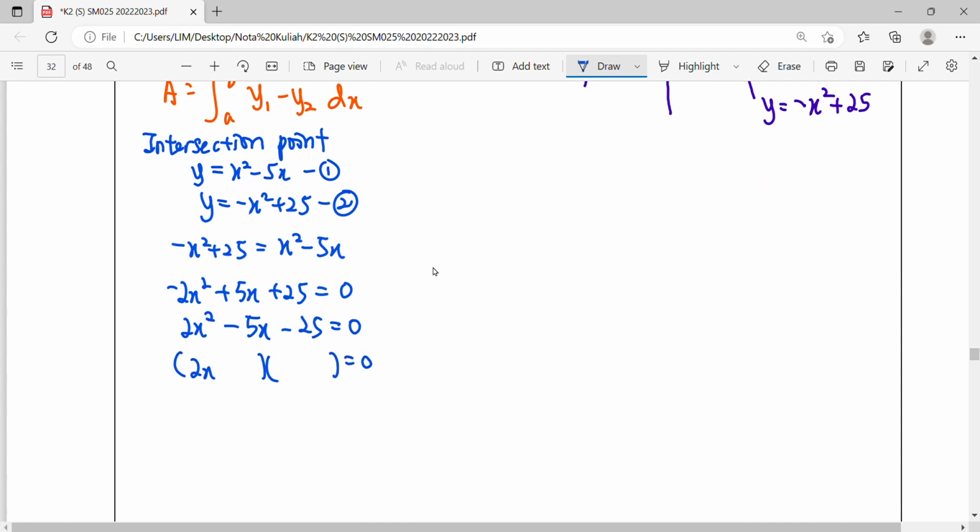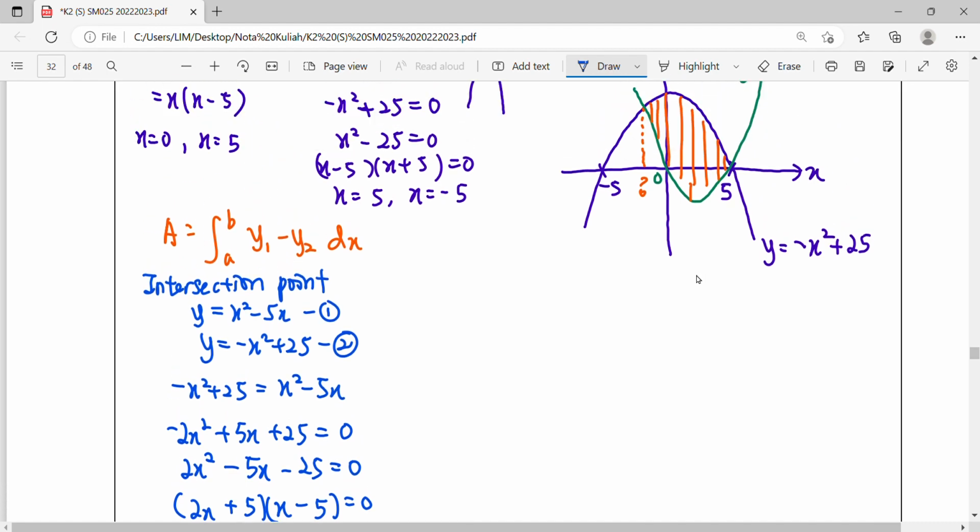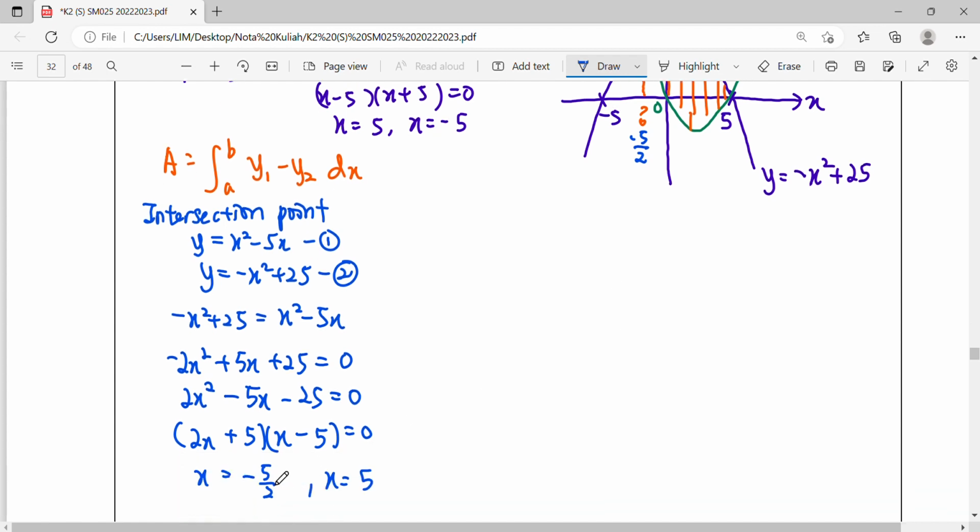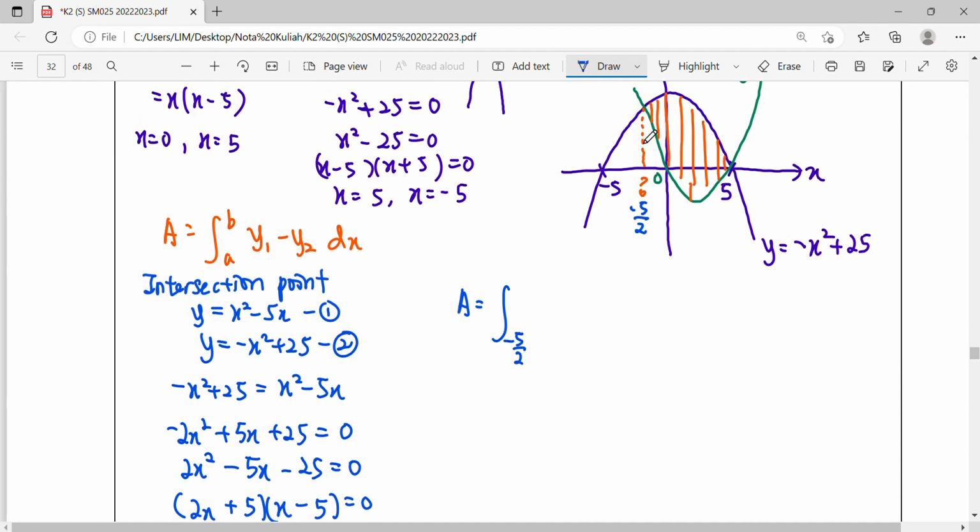So 2x, x, 5, 5, 10, negative 10 plus 5. So your coordinates are negative 5 over 2, and the other is 5. So you know that this is negative 5 over 2. Your intersection starts with negative 5 over 2 up to 5. So now we perform our area. Integrate from lower limit negative 5 over 2 up to 5.